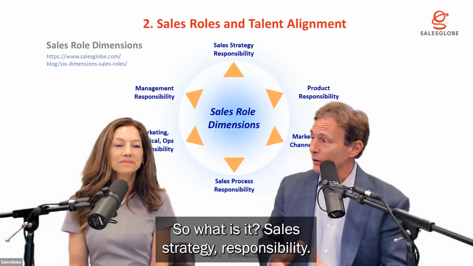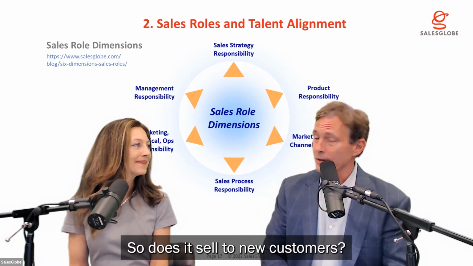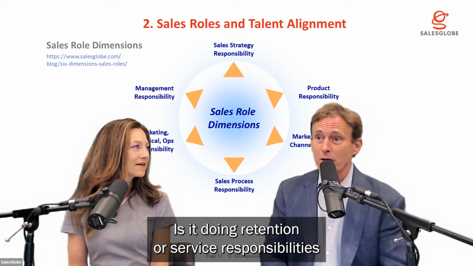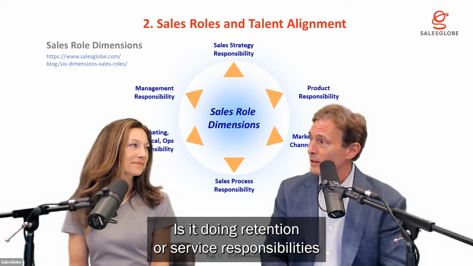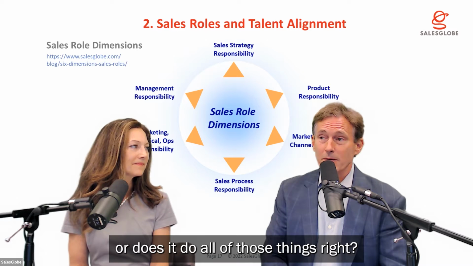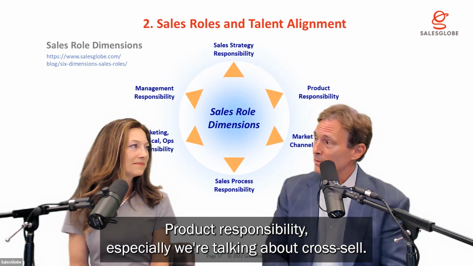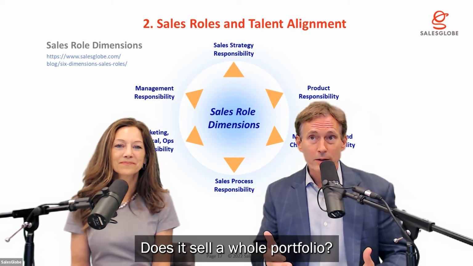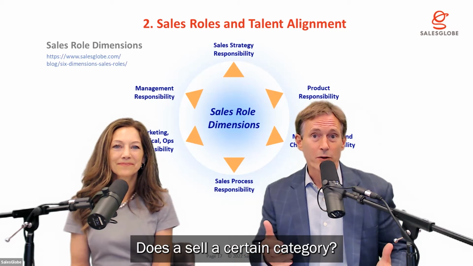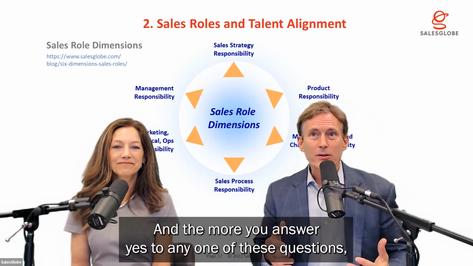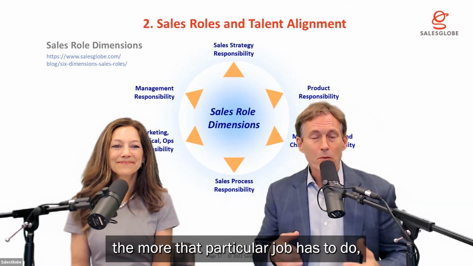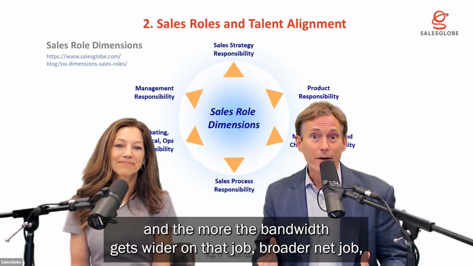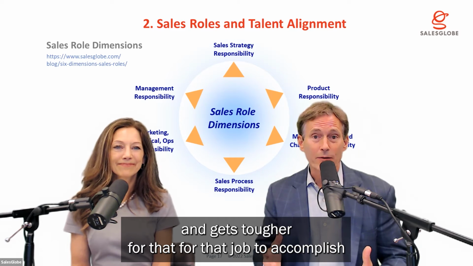So what is its sales strategy responsibility? Does it sell to new customers? Does it sell to current customers? Is it doing retention or service responsibilities? Or does it do all those things, right? Product responsibility, especially if we're talking about cross-sell. Does it sell a specific product? Does it sell a whole portfolio? Does it sell a certain category? And the more you answer yes to any one of these questions, the more that particular job has to do. And the more the bandwidth gets wider on that job, broader in that job, and it gets tougher for that job to accomplish.